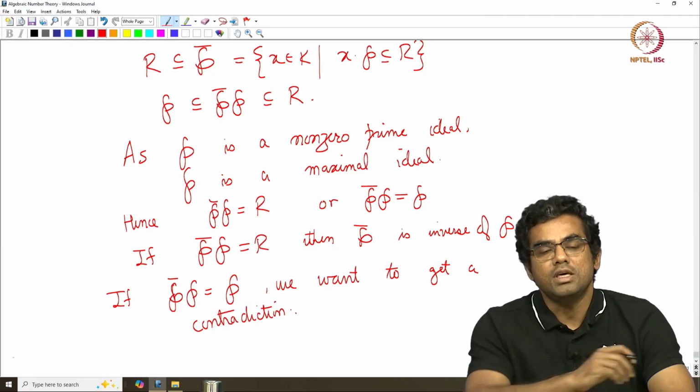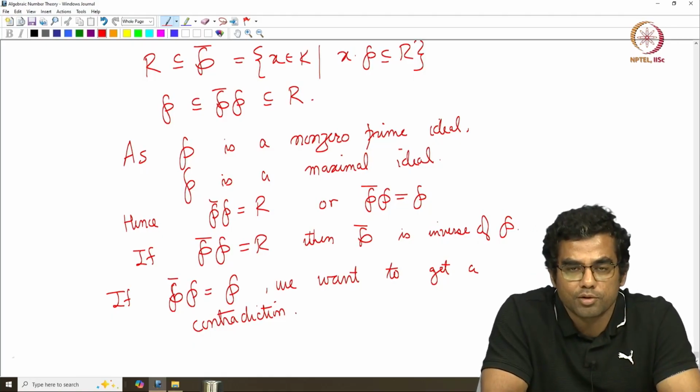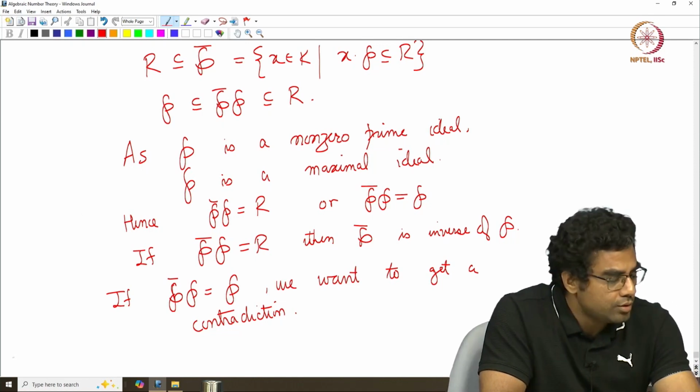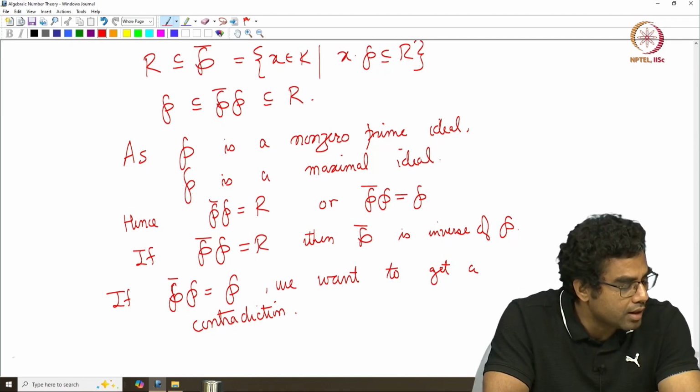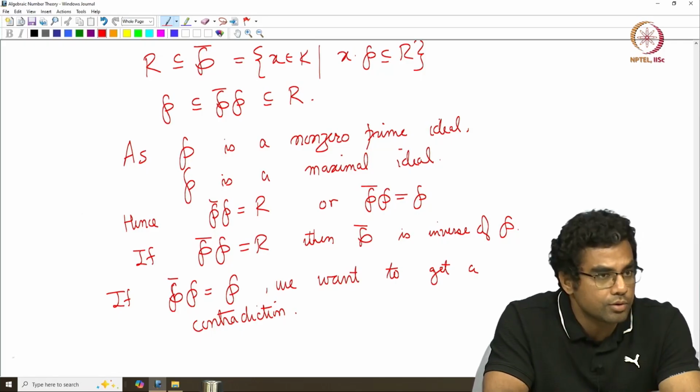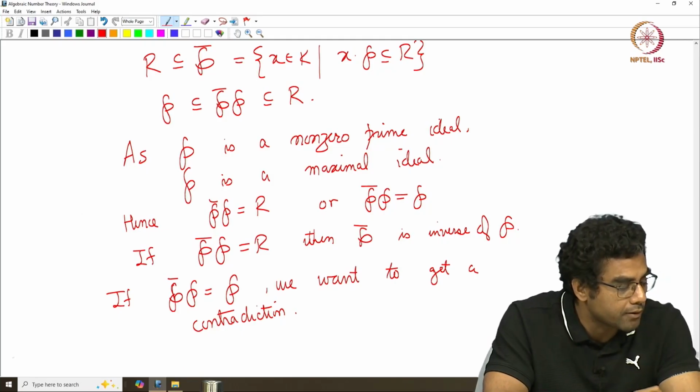And if you have seen the proof of Nakayama's lemma before, then this is very similar to that. So, we will reduce it to a situation that looks very much like Nakayama's lemma, and then we will use the same idea that goes into the proof of Nakayama's lemma.